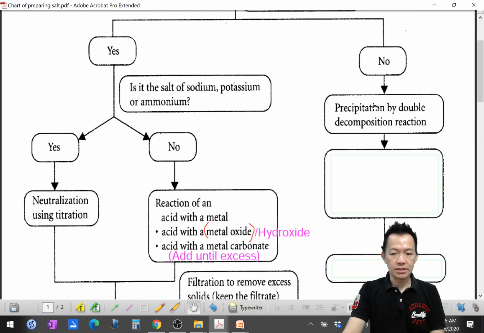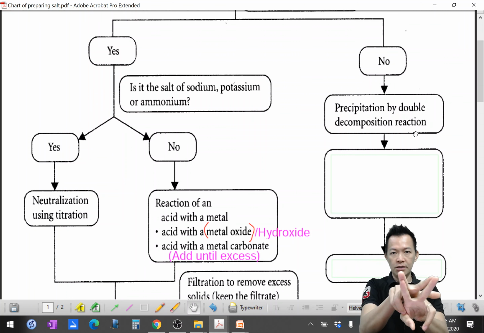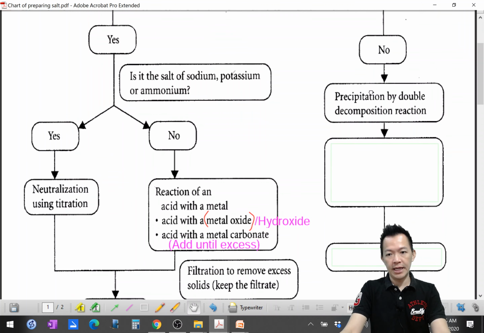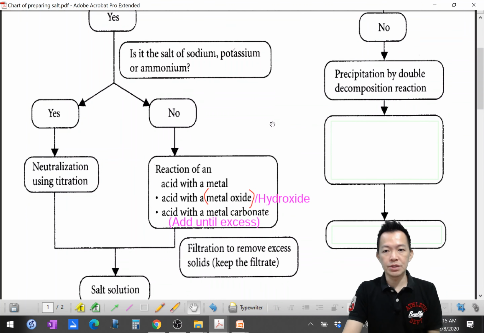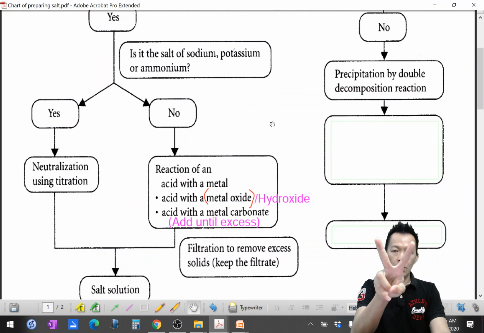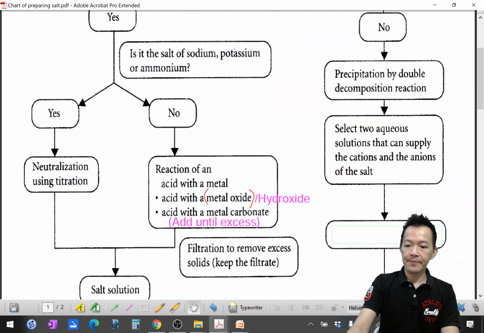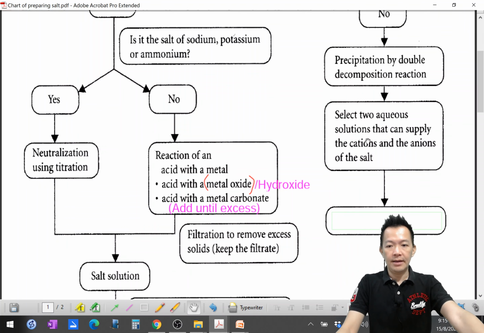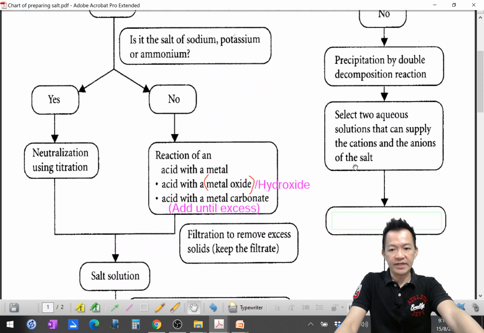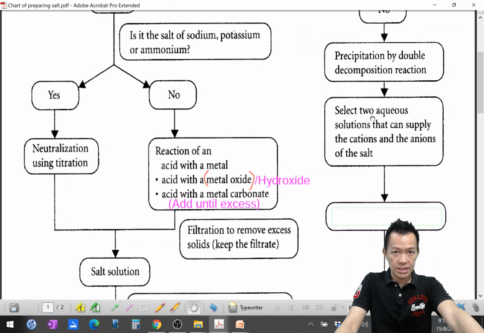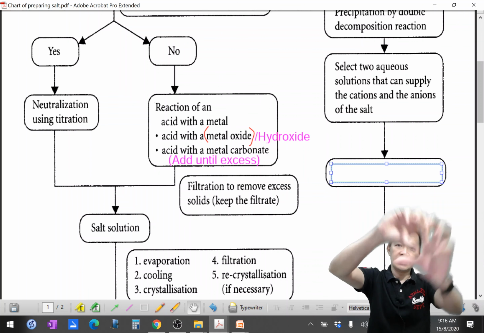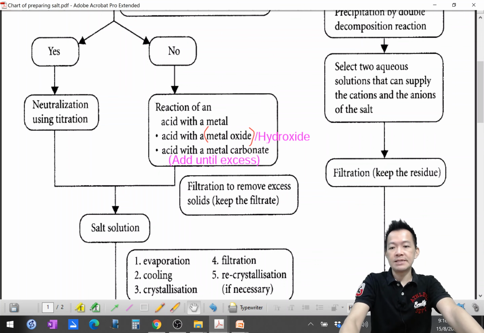So precipitation, 什么叫 precipitation? 做不能溶解的盐呢？By double decomposition, 用 double decomposition 制造那个不能溶解的盐出来。But in this case, what do you need, 你需要什么东西呢？You need two soluble salts. One supplies you the cation, one supplies you the anion, 对不对？你需要2种能溶的盐，一个给你加的离子，一个给你减的离子。Okay, so select two aqueous solutions that can supply the cation and anion of the salt 啦。选择2种能溶解在水的盐水，一个给你 cation，一个给你 anion。OK，最后你一倒下去罢了，you get the precipitate.